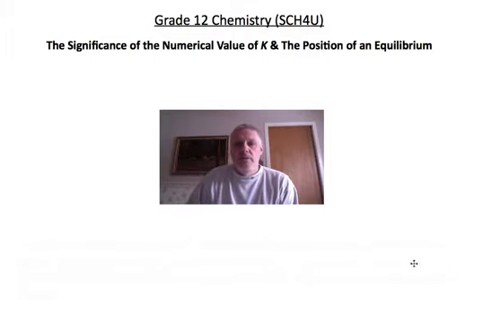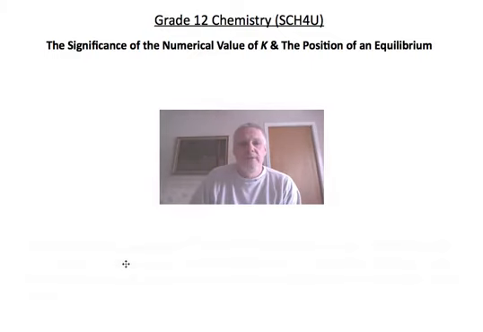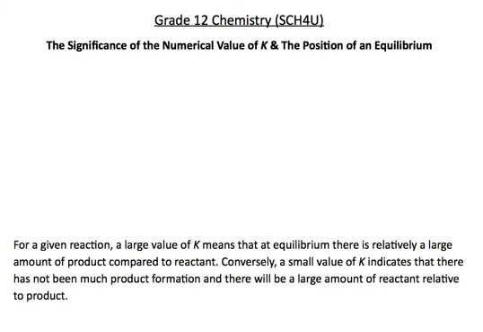Now, you hopefully recall how to write an equilibrium expression. And if you think about the equilibrium expression, remember k equals concentration of products divided by concentration of reactants. Then for a given reaction, a large k means that at equilibrium there's a relatively large amount of product. Large k, product on top, that value must be large. It must be large in the concentrations of the products relative to the reactants.